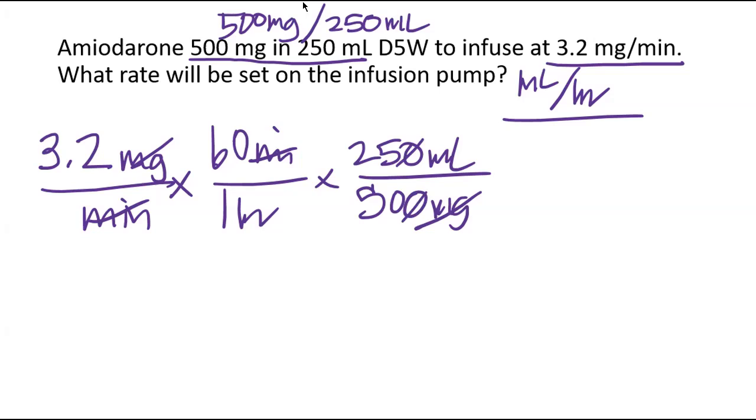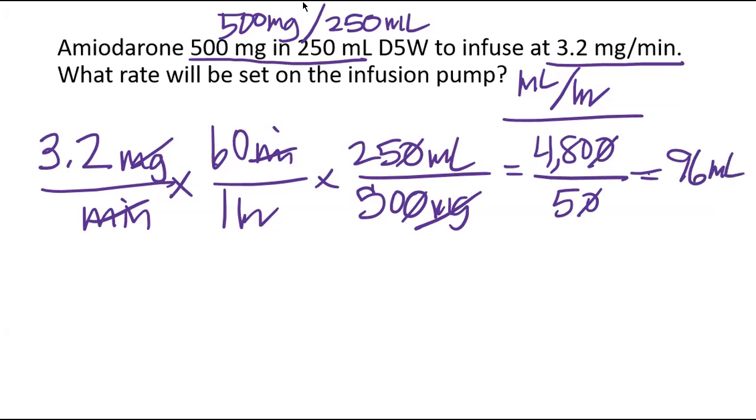Okay, and we can do the math. We can get the calculator out and say, 3.2 times 60 times 25 is equal to 4,800. And you want to divide it by 50. So we can cross another zero out, and we could say 480 divided by 5 is equal to 96. So that's 96 milliliters per hour, and that's your answer right there. Now let's go back and look at this a minute.